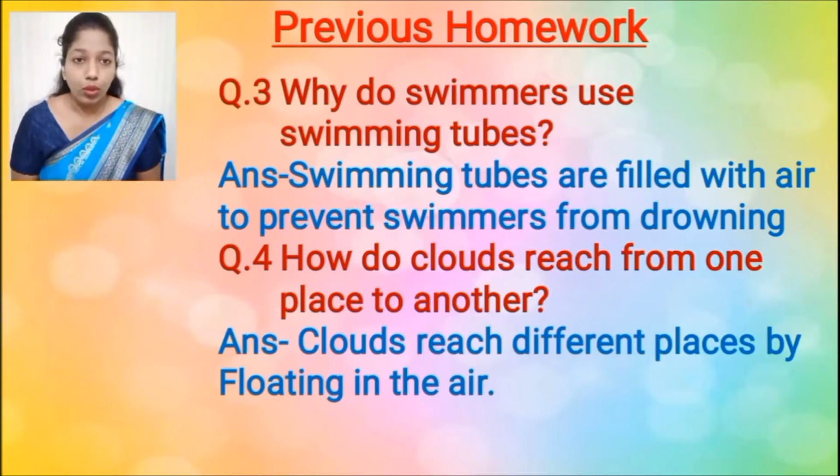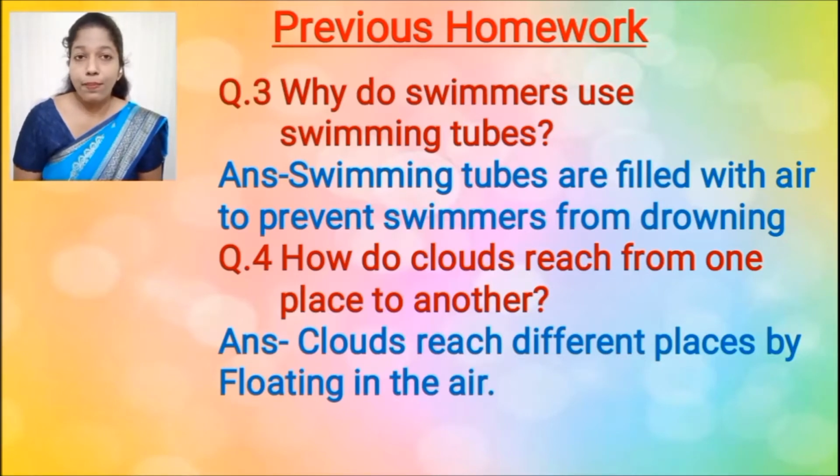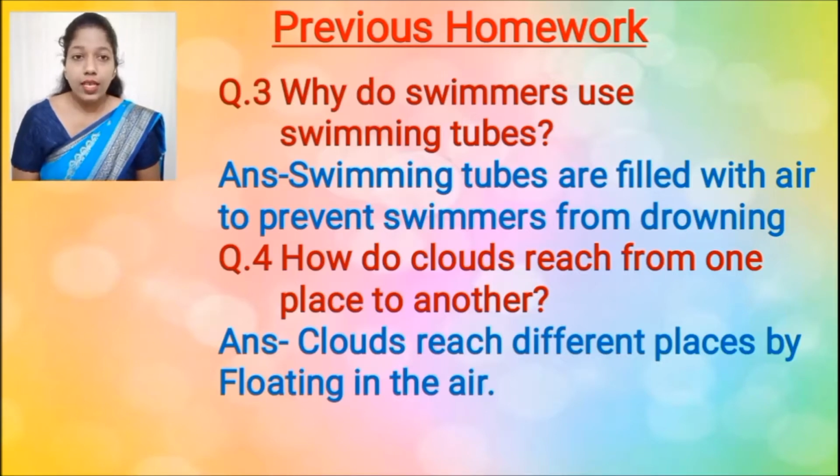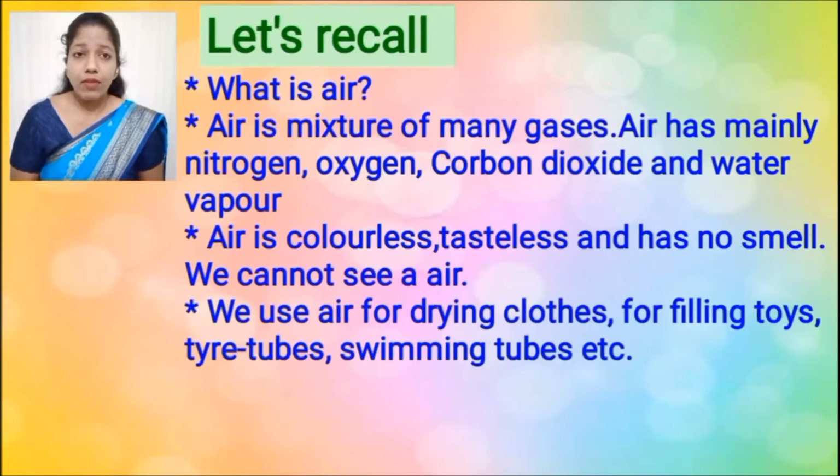Question number 4. How do clouds reach from one place to another? Answer is clouds reach different places by floating in the air. In the previous session, we have studied what air is. Air is a mixture of many gases. Air has mainly nitrogen, oxygen, carbon dioxide and water vapor.